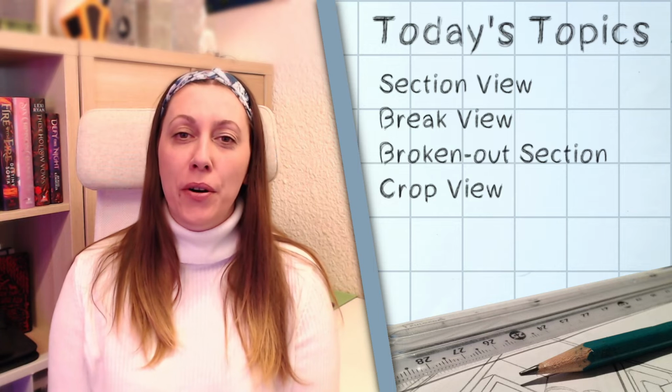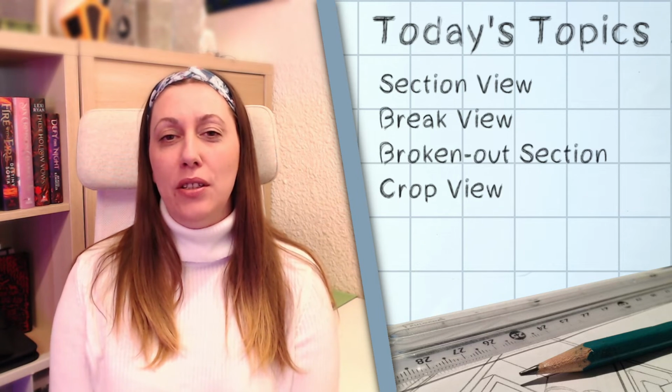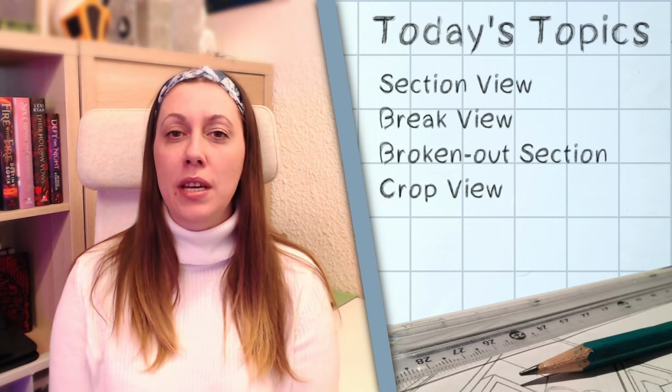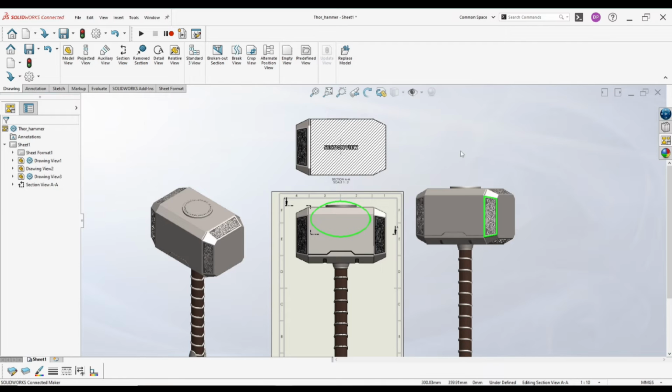In today's tutorial, we will have a look at different drawing views. This is known in the description of SolidWorks for the associate exam as drafting competencies. So, this is my Thor's hammer or Mjolnir. With it, I will show you the different views. We will start with the classical section view.